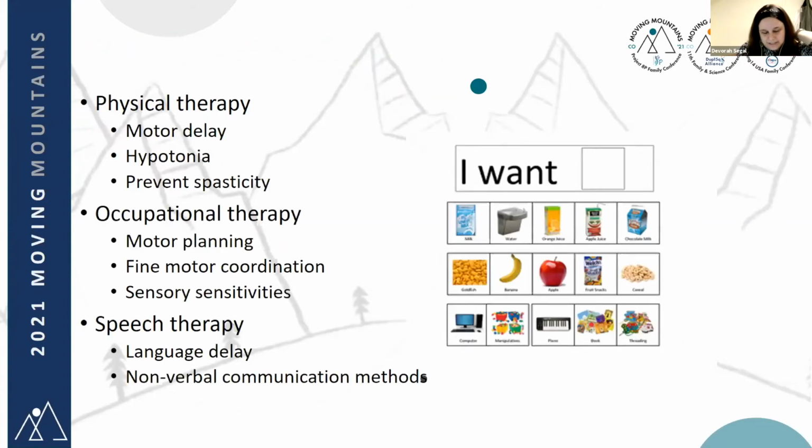So just, I guess, quickly, what do I mean by a treatment plan? You probably are all quite familiar with this. Physical therapy to address motor delays, hypotonia, to prevent spasticity or stiffening of the joints. Occupational therapy can help with motor planning, coordination, sensory issues, which lots of kids have. Speech therapy, this is just an example of a non-verbal communication board. I'm talking mostly as a physician, but there are many other specialties that work together with us to help develop a treatment plan for children with neurodevelopmental disabilities.